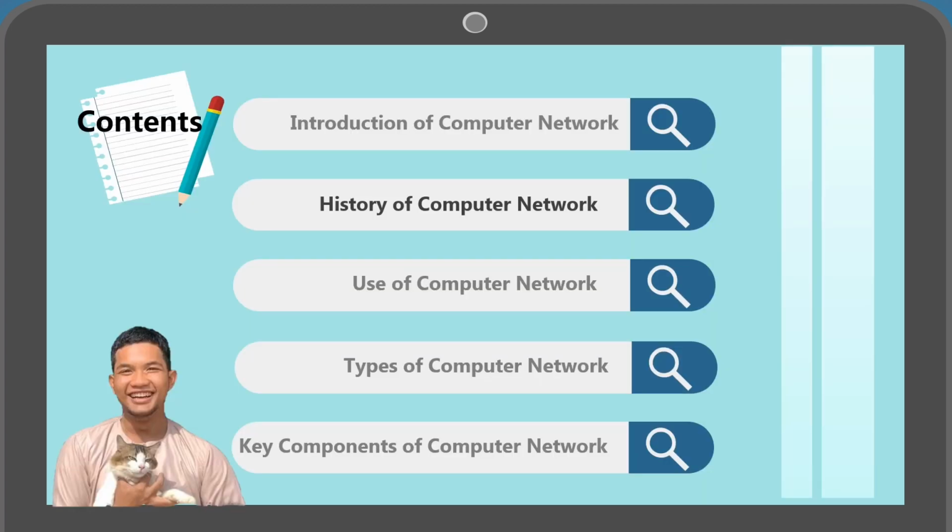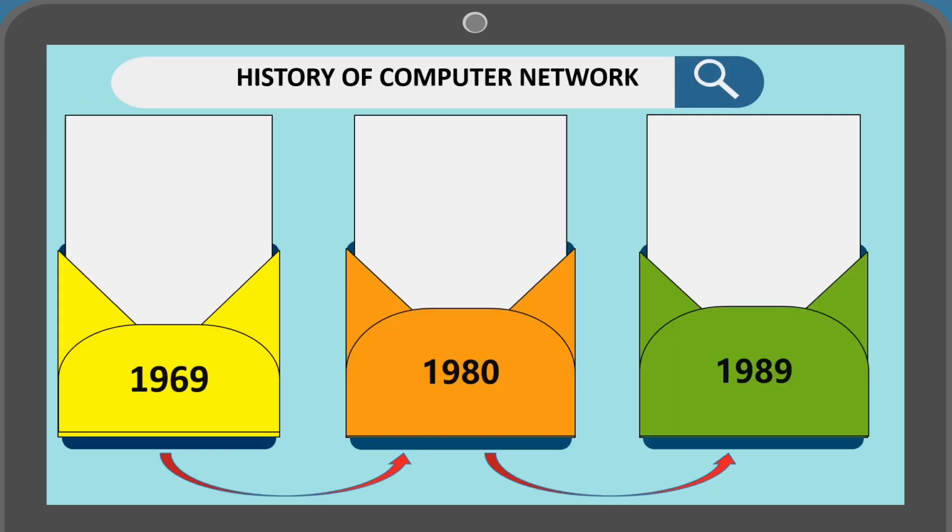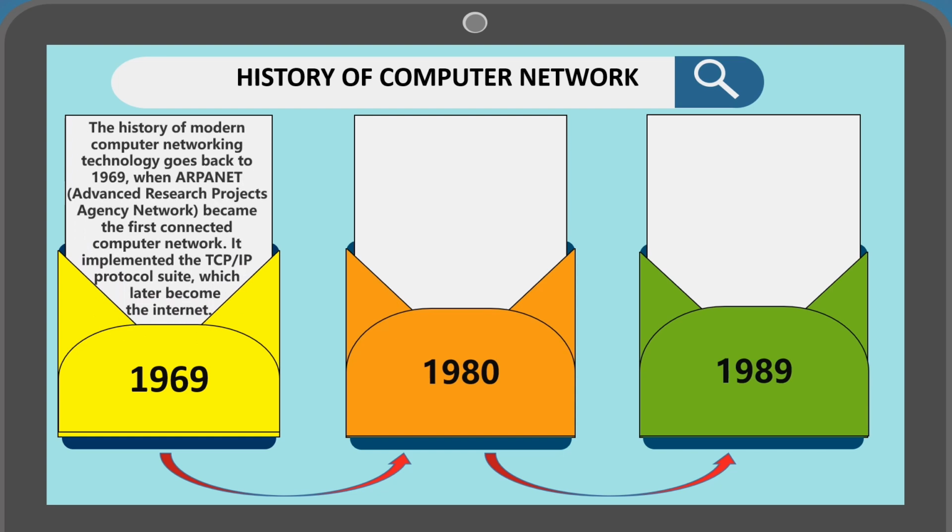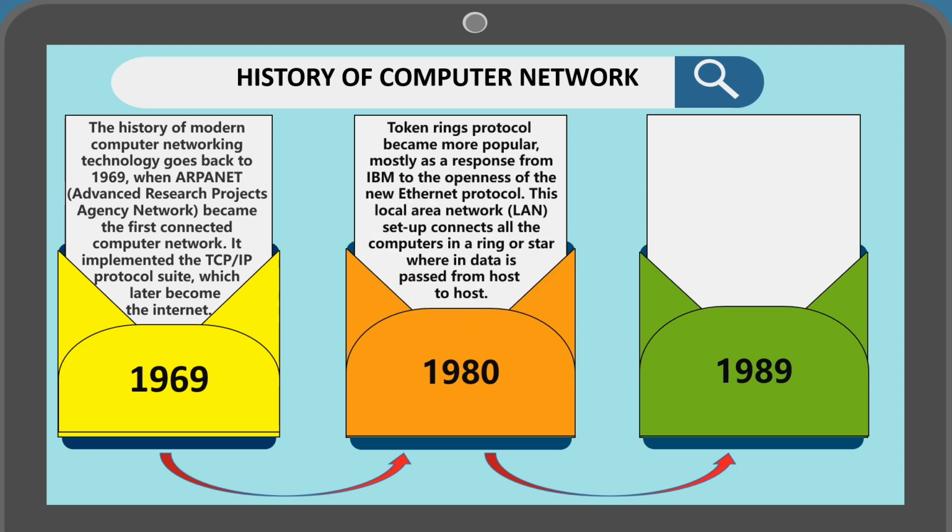For the next topic, I will talk about the history of computer network. The history of modern computer networking technology goes back to 1969, when Advanced Research Project Agency Network, which is ARPANET, became the first connected computer network. They are the agency who implemented the TCP/IP protocol suite, which later became the internet.